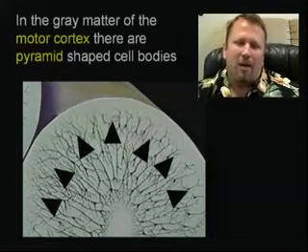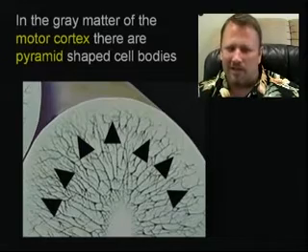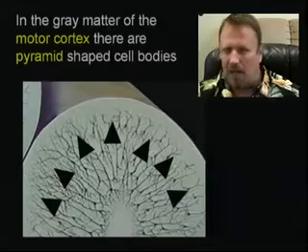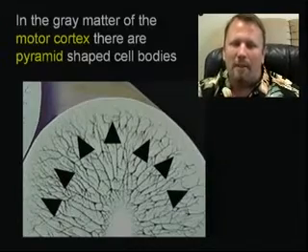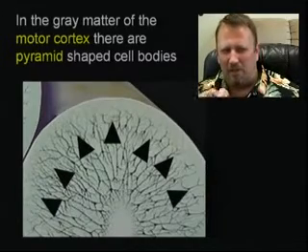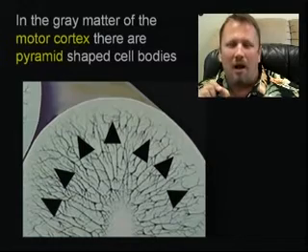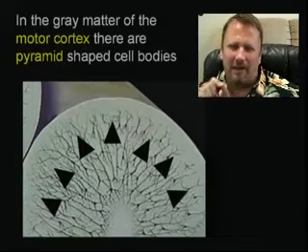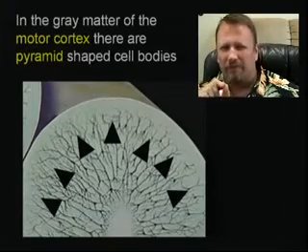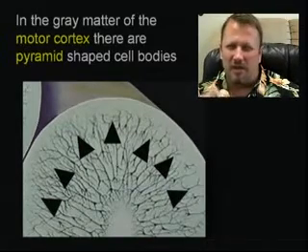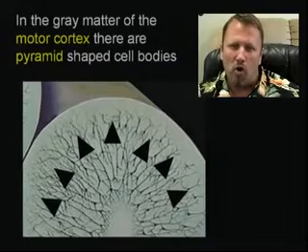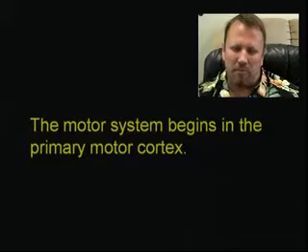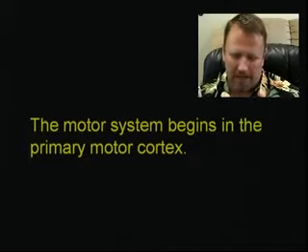So in the gray matter of this primary motor cortex, they looked at it under the microscope and saw these pyramid-shaped cell bodies, hence the name pyramidal system. Because these pyramid-shaped cell bodies have very long axons that go all the way to the spinal cord. They carry that voluntary muscle signal coming from your brain, and so these are the cell bodies of upper motor neurons. So the motor system begins in the primary motor cortex.